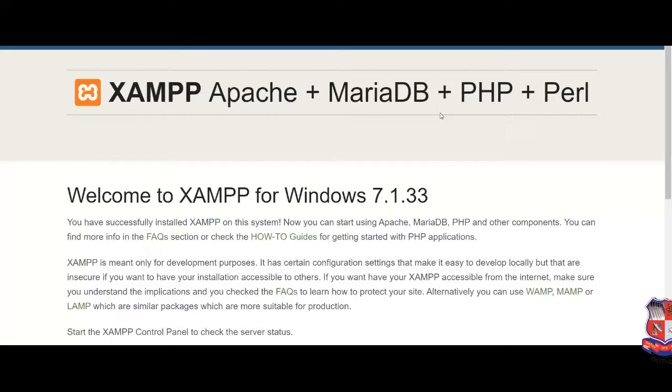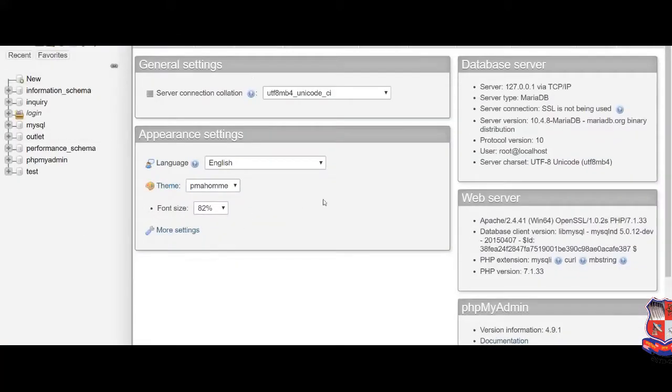Now for the CRUD operation, it contains 4 major parts. First one, insert. Second, delete. Third, modify or update. So this includes the main CRUD operations. For the CRUD operation, we first have to create a database. So we start with localhost/phpmyadmin, which shows the database portion.